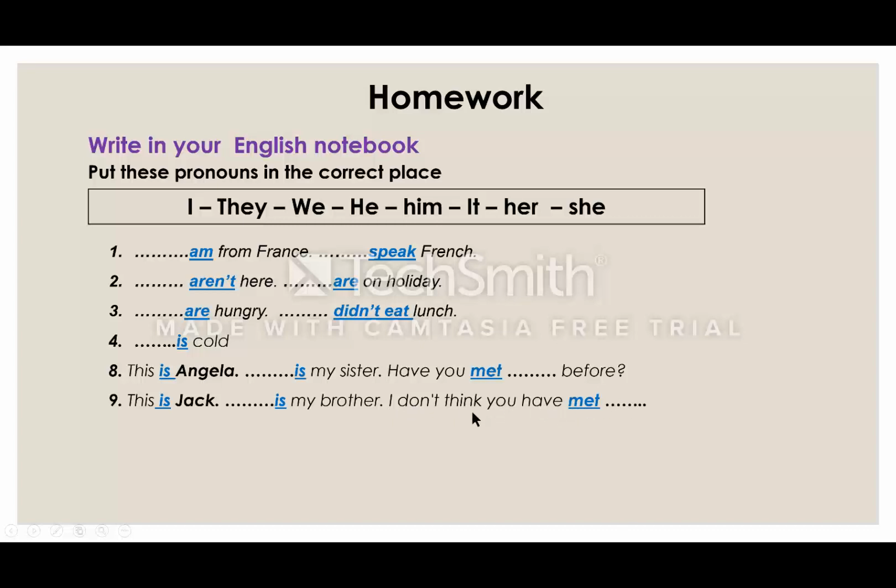So write this homework in your English notebook and I will check it next time.